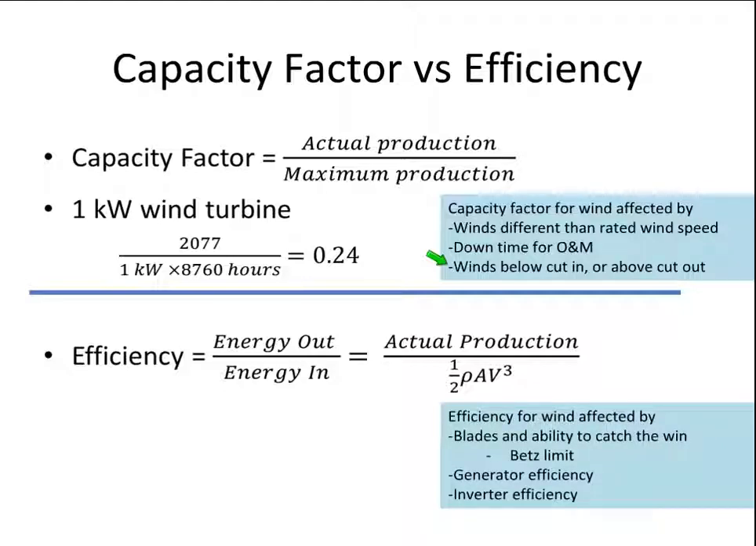Things that affect efficiency, obviously, the blade's ability to catch the wind, your design has a lot to do with efficiency, the generator efficiency, and then inverter efficiency. So if we're looking at overall efficiency of that turbine, there's lots of different parts. Small wind turbines have inverters, and all those efficiencies are going to affect the overall efficiency of the system.